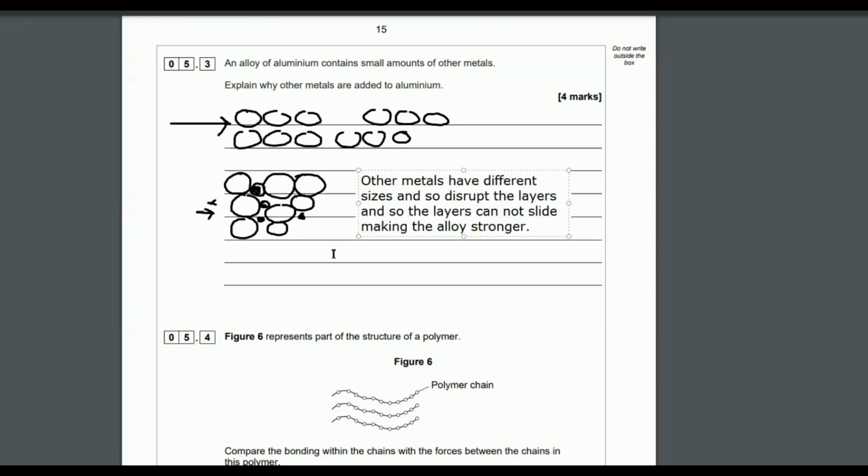Now, there is also the fact that sometimes you don't just want to make the alloy stronger, sometimes you want to make it resistant to attack. So aluminium is fairly unreactive, but we might add a really unreactive metal to it, like silver or chromium or something, or platinum, and that would mean that it will be even less reactive. So we could add other metals to get new properties, and that might be able to get us a mark as well. But most of the marks are going to be for saying other metals have different sizes, disrupts the layers, can't slide, making it stronger. So here are the 4 marks. Different sizes, disrupt the layers, cannot slide, it's stronger.